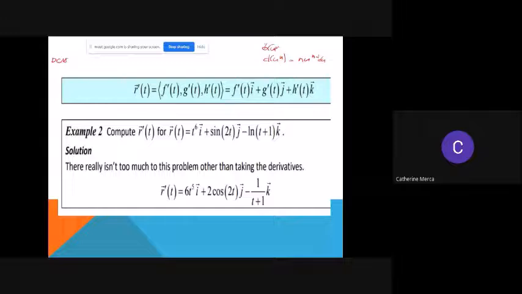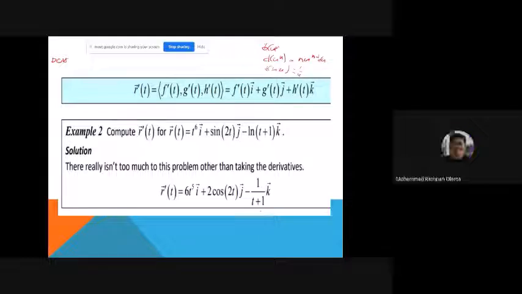Also, what's the derivative of ln? Can you still remember? Derivative of ln of u is 1 over u. Yes, correct. 1 over u. So ang u natin is t plus 1. So ang derivative ng ln of t plus 1 is 1 over u, which is 1 over t plus 1. Tama?